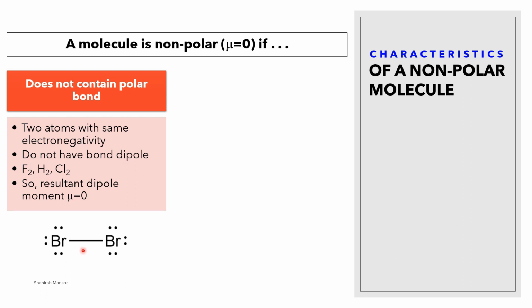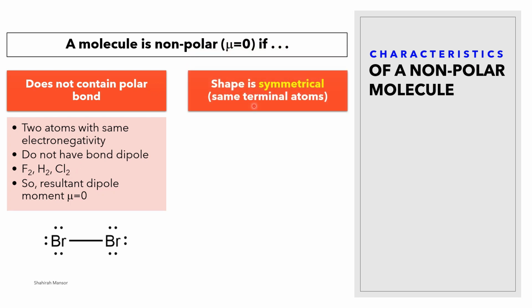So the resultant dipole moment of this molecule adalah 0. So mu equals to 0. Ini menunjukkan bahawa this molecule adalah non-polar molecule. So the other example will be F2, H2, Cl2. Any diatomic molecule yang terdiri daripada atoms yang sama will be non-polar.